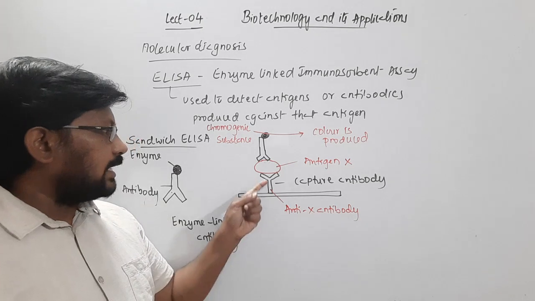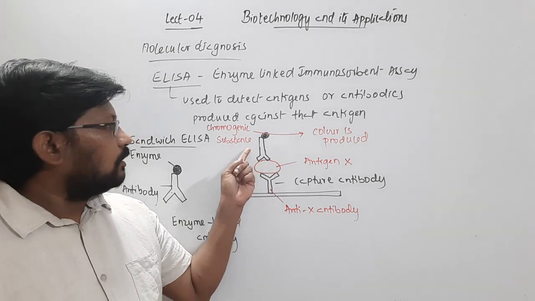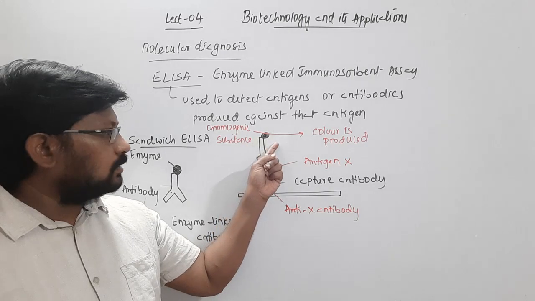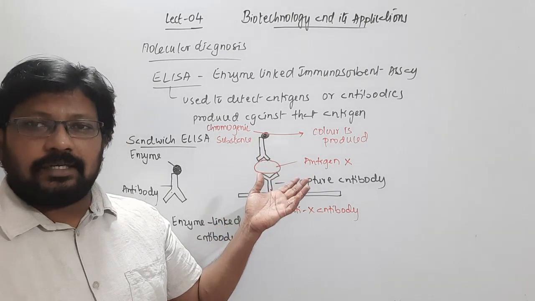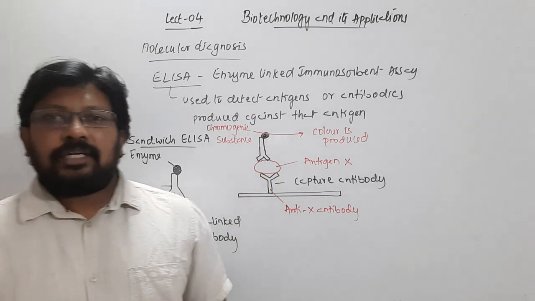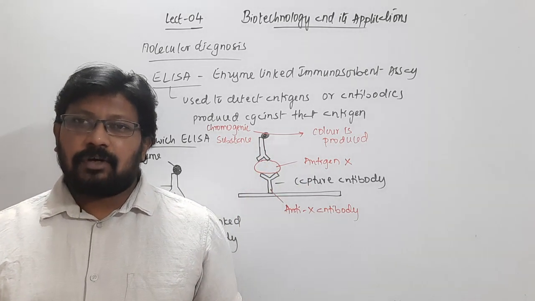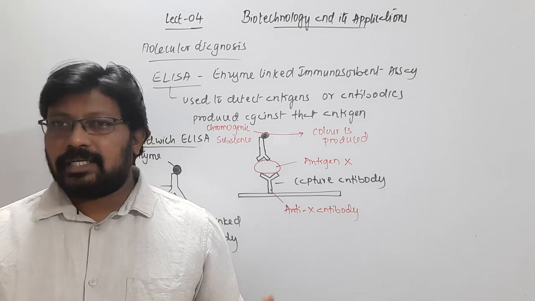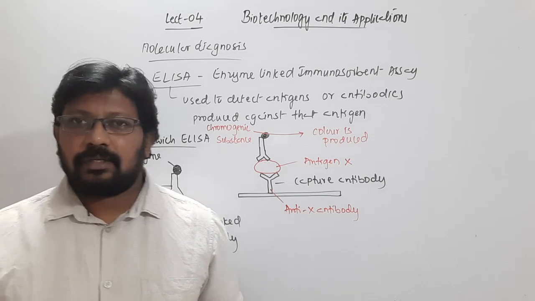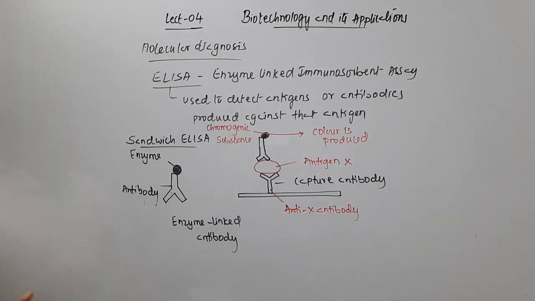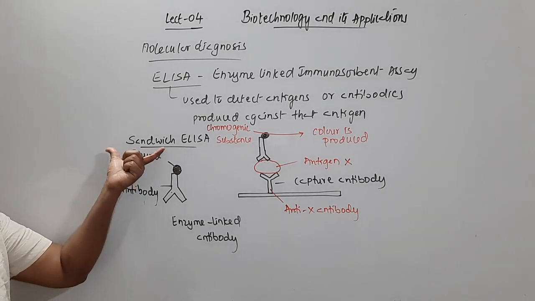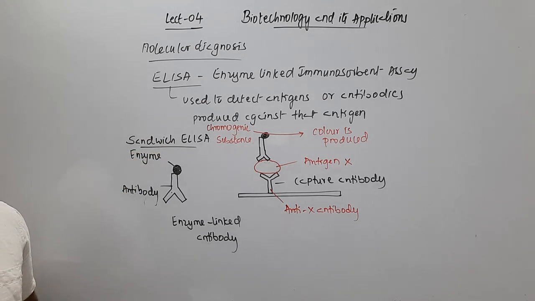If that antigen is present, then the antibody will bind, and now the antibody with the enzyme is present. If you add the chromogenic substance, definitely there will be a change in color, and that confirms the presence of antigen, and it's a positive. So this is how the enzyme linked immunosorbent assay is performed. I just gave an elementary idea. I have taken a sandwich ELISA test that makes it easy to understand how ELISA is performed.